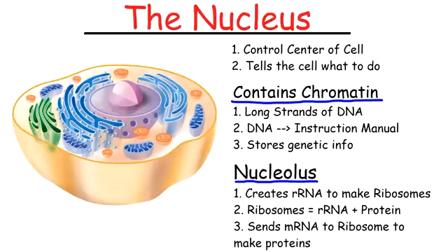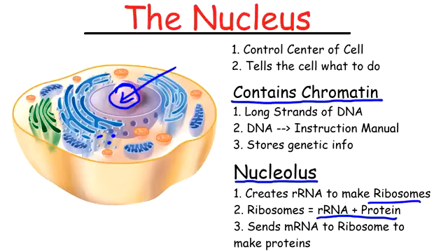Now, inside of the nucleus, we have this ball right here, and that is the nucleolus. Now, the nucleolus, it creates ribosomal RNA to make ribosomes. And ribosomes, you can see these little spheres floating in the cytosol, and the ribosomes, they make proteins. Now, the ribosomes consist of ribosomal RNA and proteins, but they manufacture proteins.